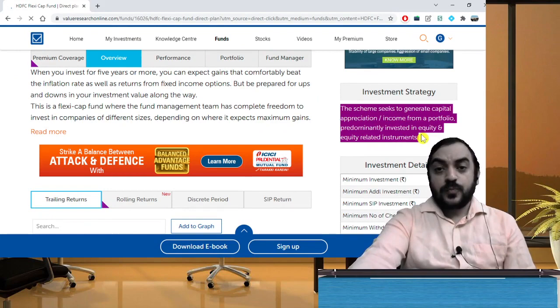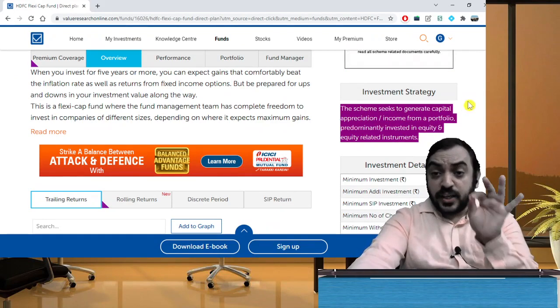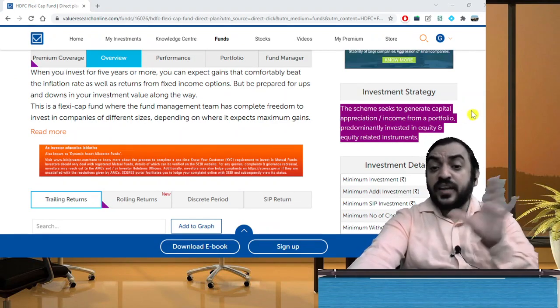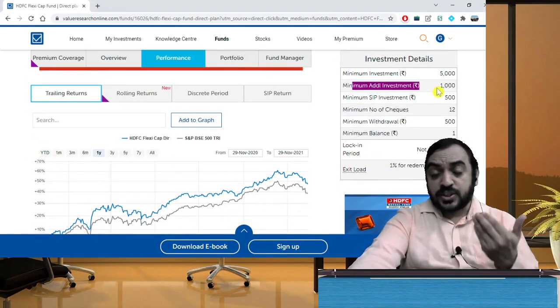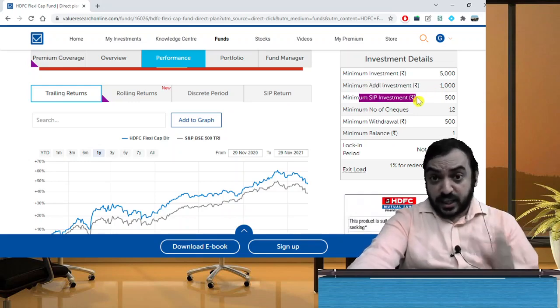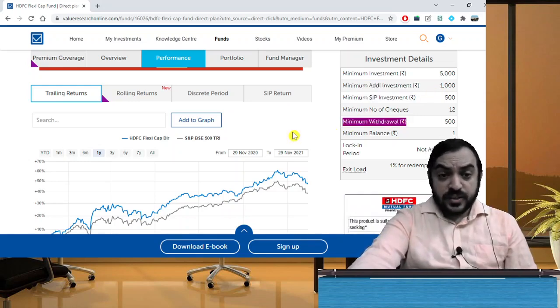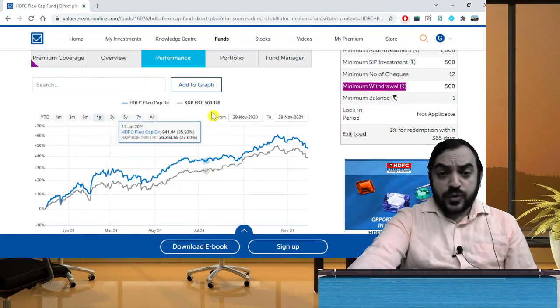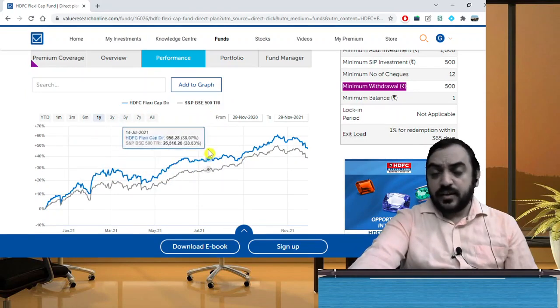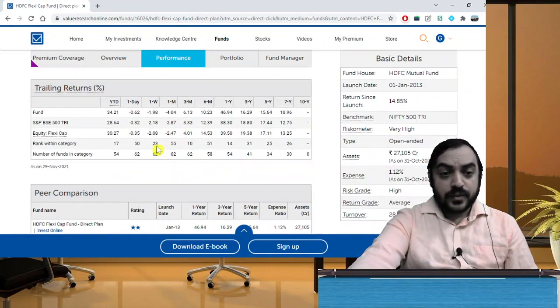See, they should give you every mutual fund's strategy. They cannot invest wherever they want. And some details. You see, minimum investment 5,000. Minimum additional investment. SIP investment, systematic investment plan. Minimum withdrawal. And how HDFC Flexi Cap performs versus BSE 500, that is their benchmark, over a period of time.